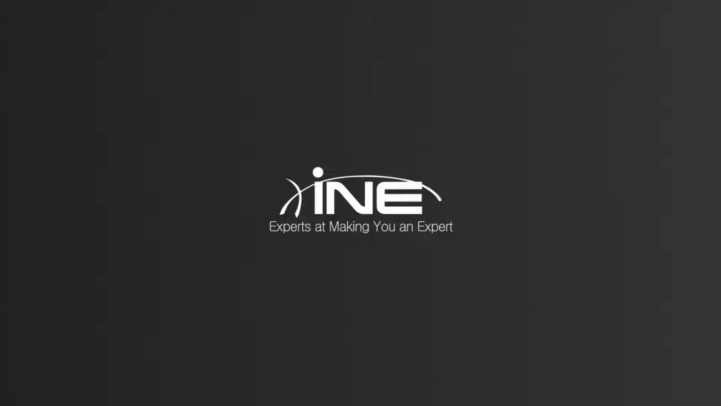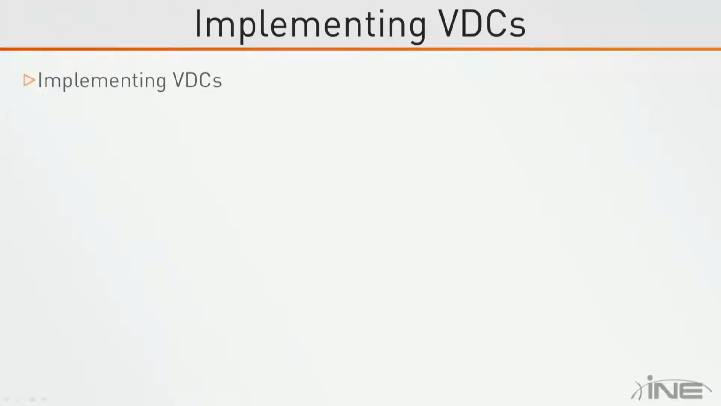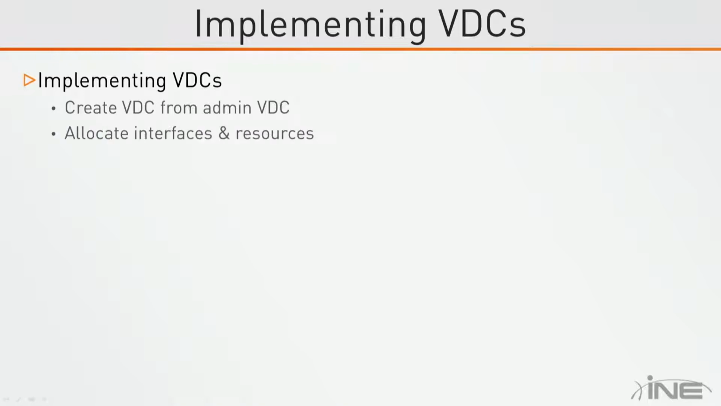Okay, so from an implementation point of view, first step is that we're going to create the context from admin. We're going to tell it what ports that we want to use in the context and what resources we want to use. We're going to switch to the context. Switch to being the specific command there. We say switch to VDC and then whatever its name is.